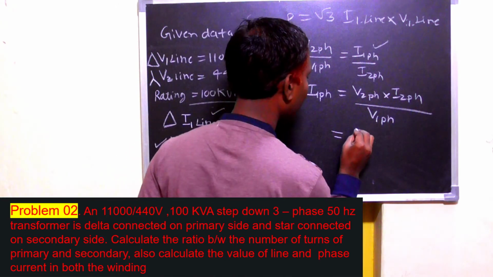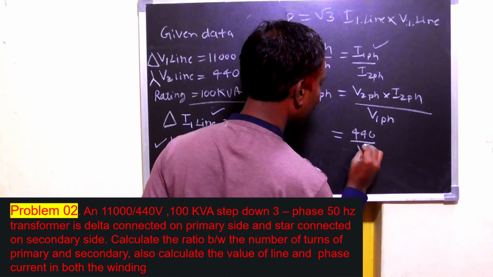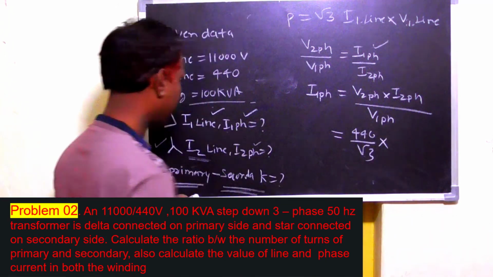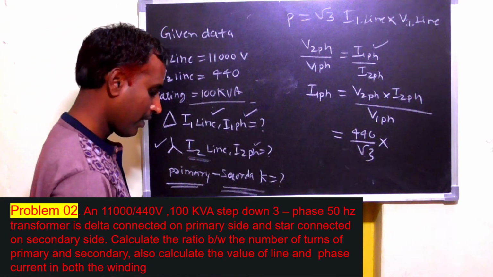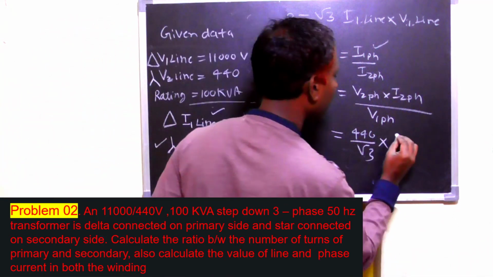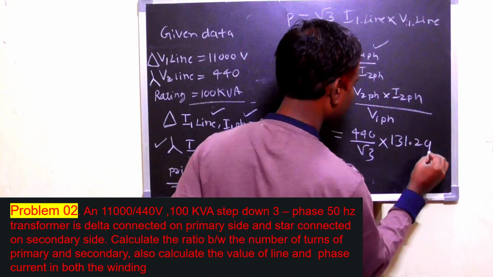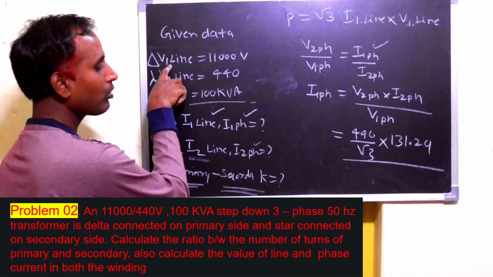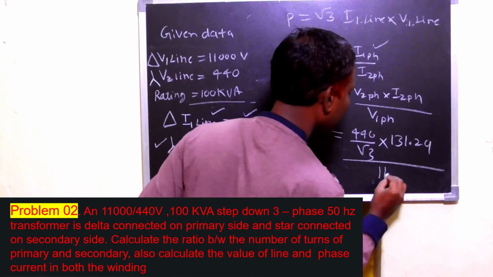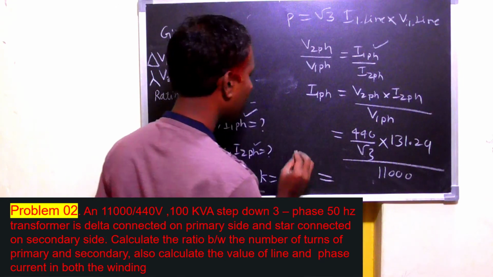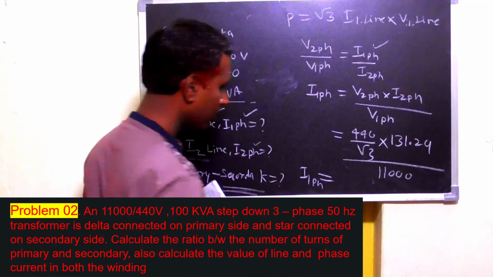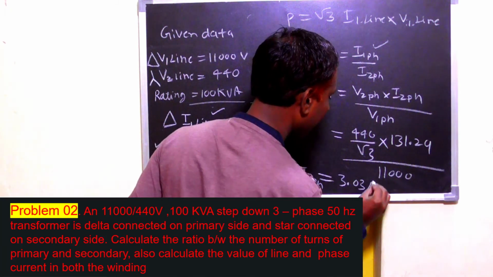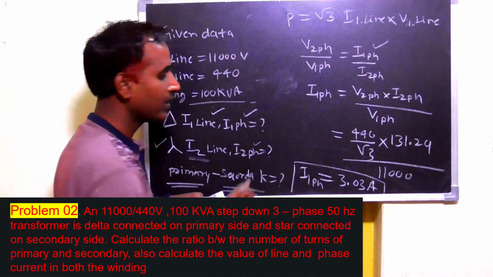Same I am putting here. V2 means 440 divided by root 3. Next multiply by I2 phase. I2 phase is 131.29, divided by V1 phase. In the delta connection, line voltage equals phase voltage. That's why it's 11,000. If I solve this, I will get I phase equals 3.03 ampere. Okay friends, this is the answer.